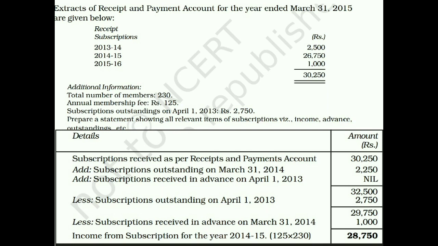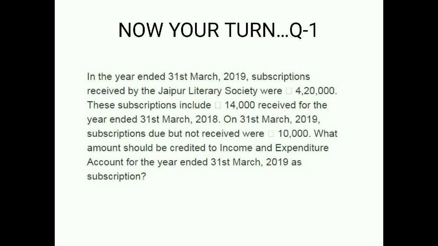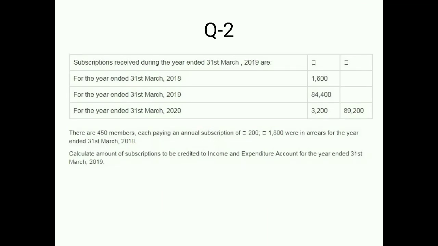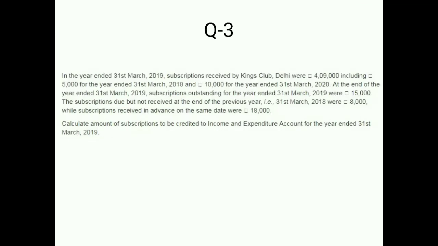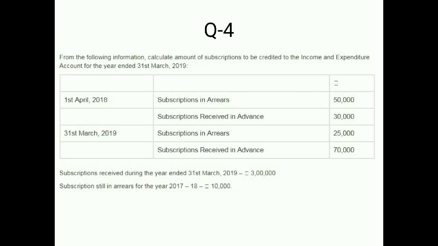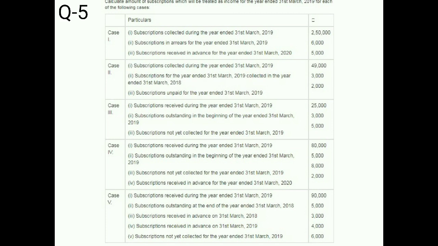So now I think it's your turn to solve the question. This is your question number 1, this is your question number 2, this is your question number 3, this is your question number 4, and at last I have given you question number 5, in which cases are there. All you have to solve. Previous 4 questions and all these 5, total 9 questions are there for you this time.